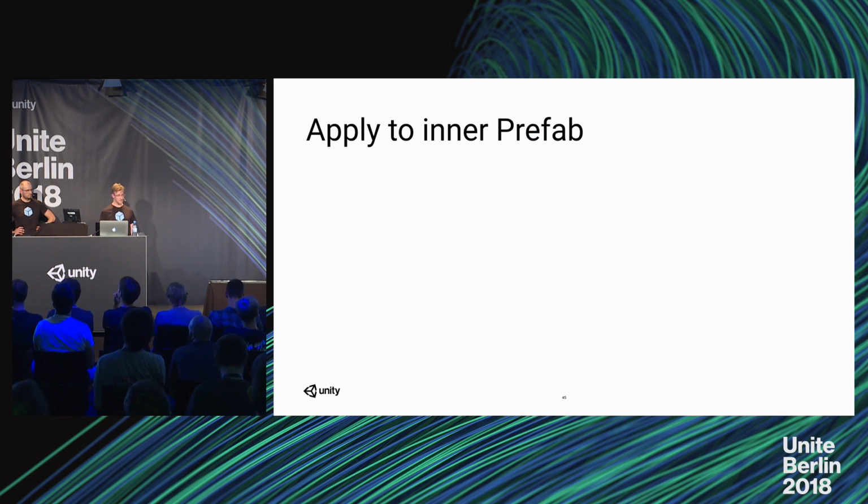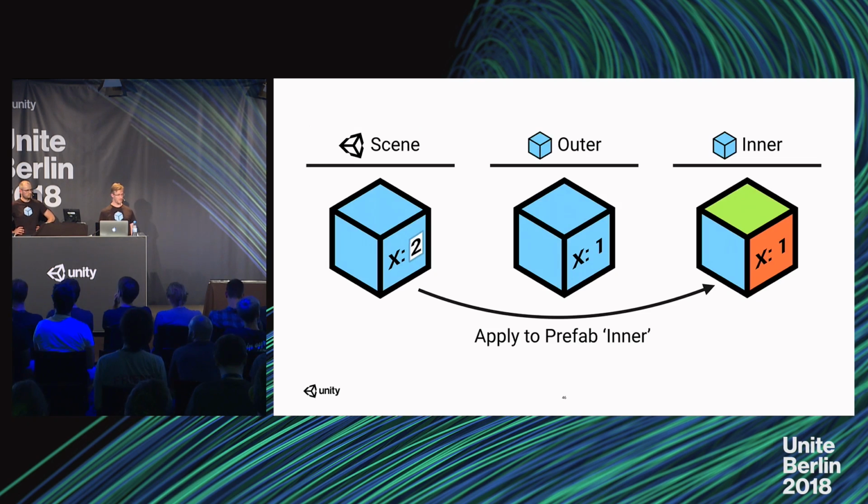The next example is we apply to the inner prefab instead. Again, we have a value of 2 as an override in the scene. We apply it to the inner prefab. Here, it doesn't stay an override. It becomes just a regular value because we cannot have overrides on regular game objects. And then the outer prefab inherits the value, and the instance in the scene inherits the value as well.